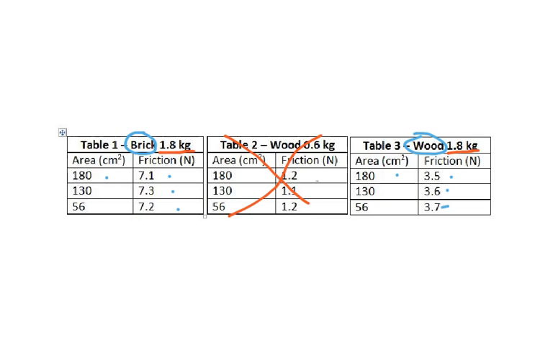Another question could be, for a block of wood, if a second block of wood were stacked on top of the one from table 2, so that the mass became 1.2 kilograms, what would we expect to happen to the friction? Well, we saw from table 2 to table 3 that as the mass tripled, the friction tripled. So we would expect that if the mass doubled, the friction would double. So we would expect to see around 2.3 to 2.4 newtons of friction if the mass were doubled.